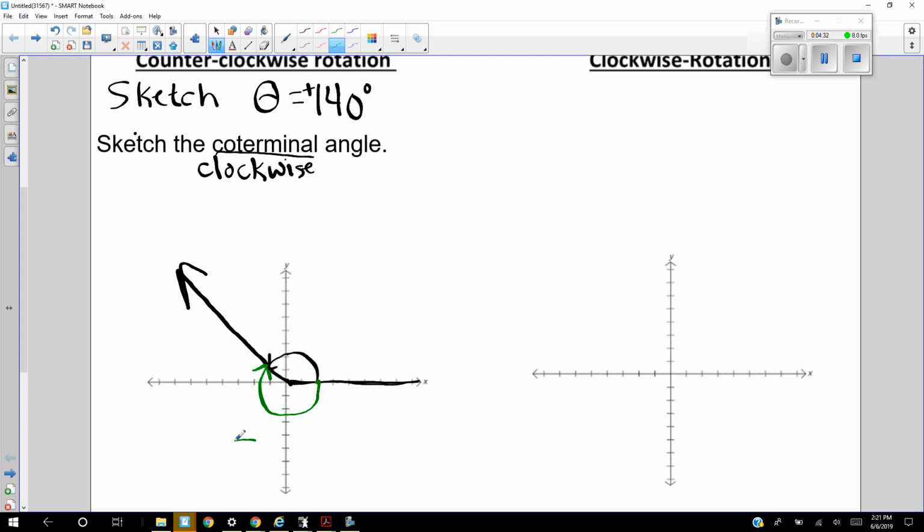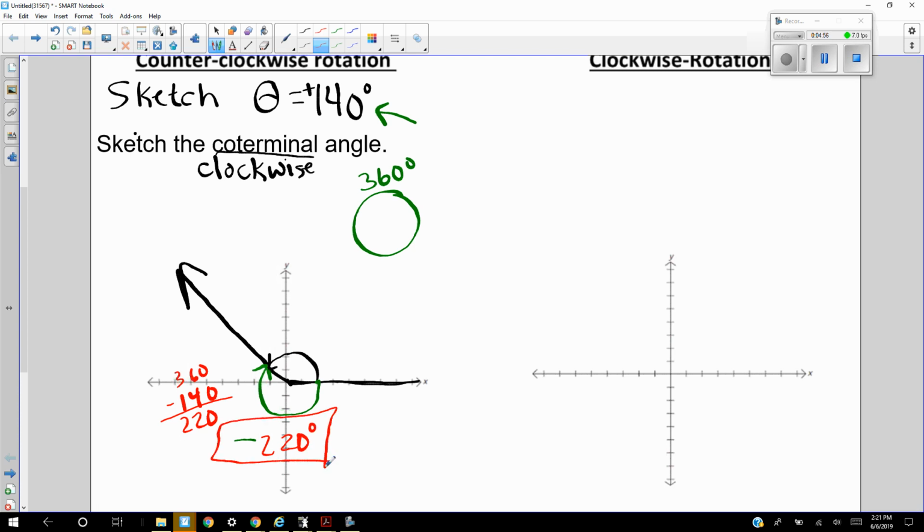And then we know a full circle is 360 degrees. So if this piece is 140, then that means the leftover piece is 360 minus 140, which is 220. But again, we know it's a negative angle measure since we're going clockwise. So the coterminal angle for this problem is negative 220. And basically the absolute value of these two angle measures will always add up to 360.